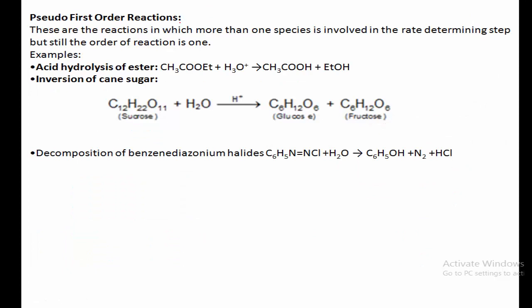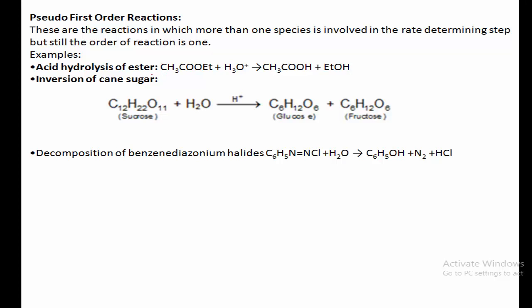Then, as you have studied first order, zero order and second order reactions, there is another type of reaction which we call pseudo first order reactions. So what are these? These are reactions in which more than one species is involved in the rate determining step, but still the order of reaction is 1. So when you see the reaction, it appears to be second order, but its order is 1 only. Hence it is said to be a pseudo first order reaction.